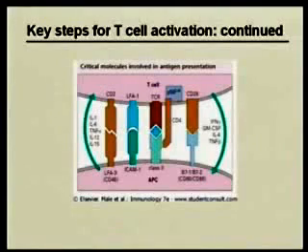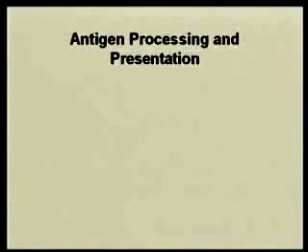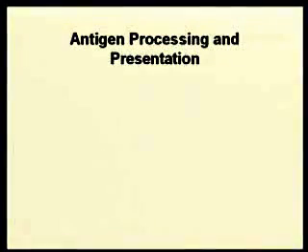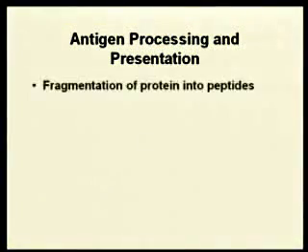Again, this is the same cartoon, just shown a little bit differently. Adhesion, T cell receptor ligation with the appropriate MHC class 1 molecule, co-stimulation, and then you get production of various cytokines, which leads to the stimulation of these cells. So before all this can happen, you have to have the peptide associated with the MHC class 1 or class 2 molecule. So how does that happen? And there are some basic steps that take place.